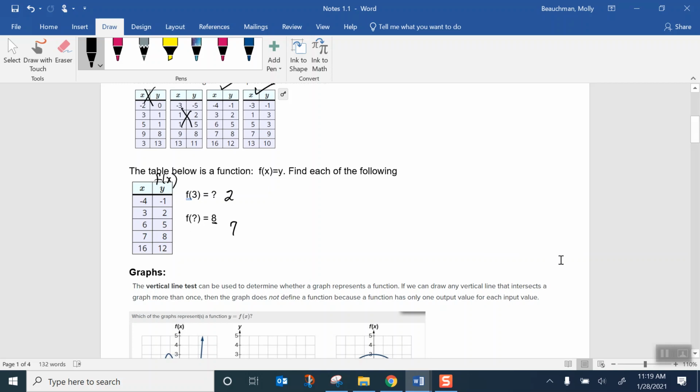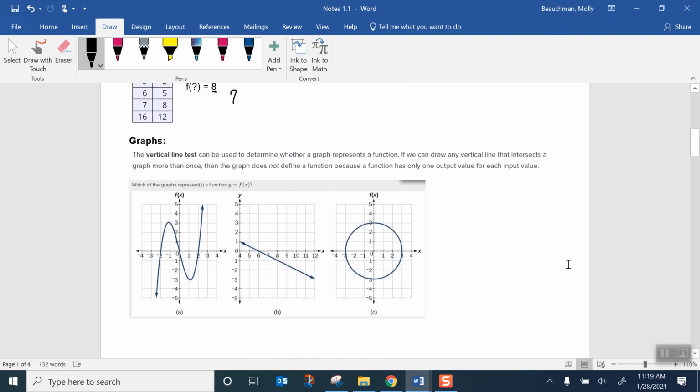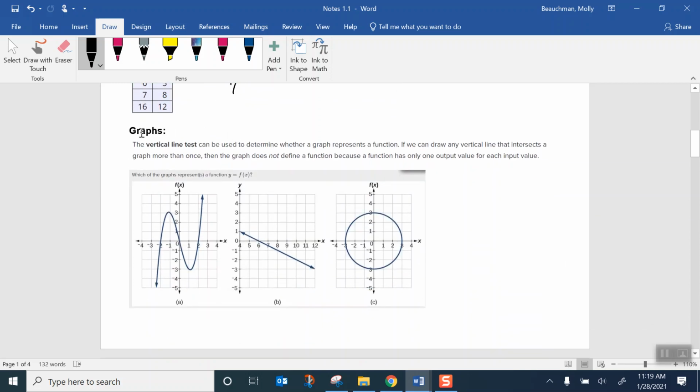Another way you can be presented with a function is through a graph. When you're looking at a graph, to make sure that for every input there's one output, we use something called the vertical line test. That can be used to determine whether a graph represents a function. If we can draw any vertical line that intersects a graph more than once, then the graph does not define a function because a function has only one output for each input.